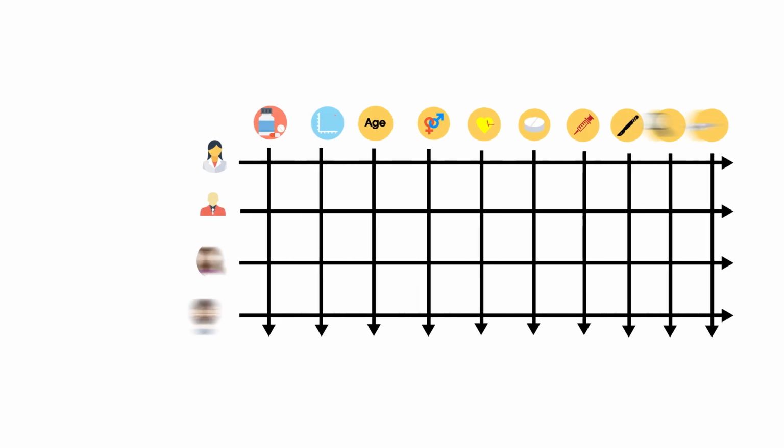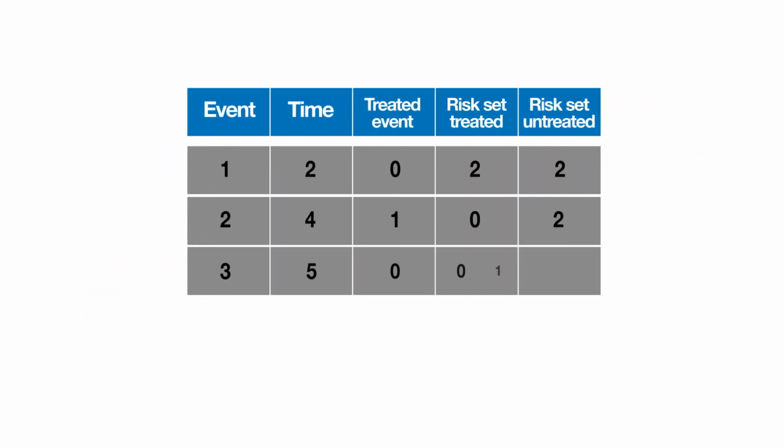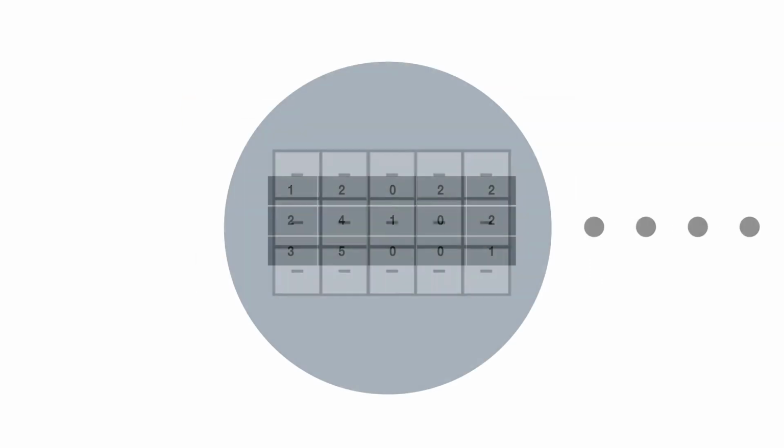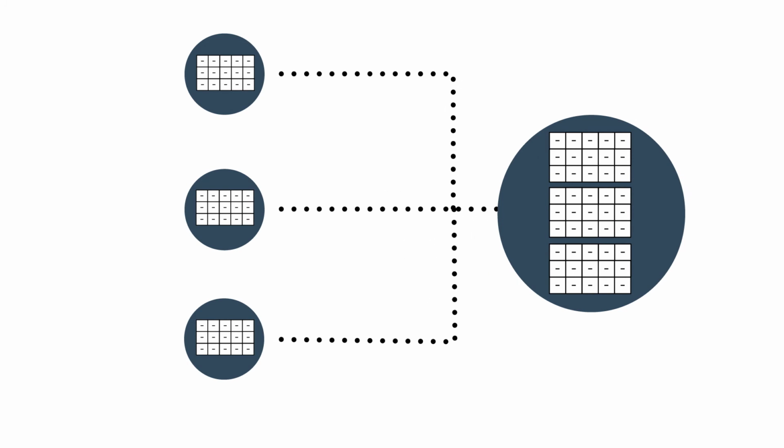Instead of requesting a patient-level data set from the sites, you can request a data set that only includes risk set information. When each organization sends their data set, the analysis center can perform the statistical analysis.